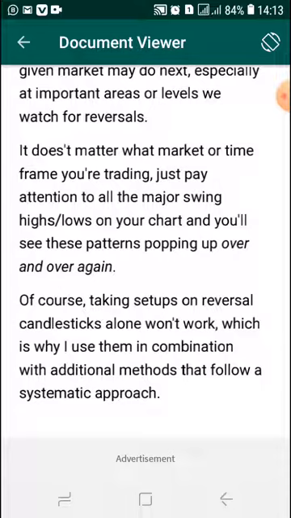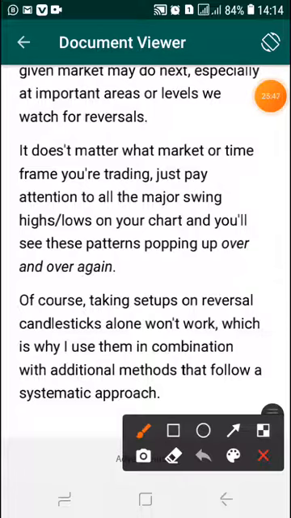Of course, taking setups on reversal candlesticks alone won't work, which is why we use them in combination with additional methods that follow a systematic approach. So these patterns are just one of the major characteristics that you can use to foretell that the market is coming down. Let me give you two examples.